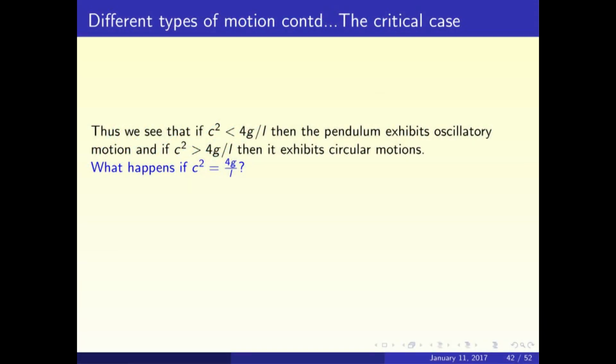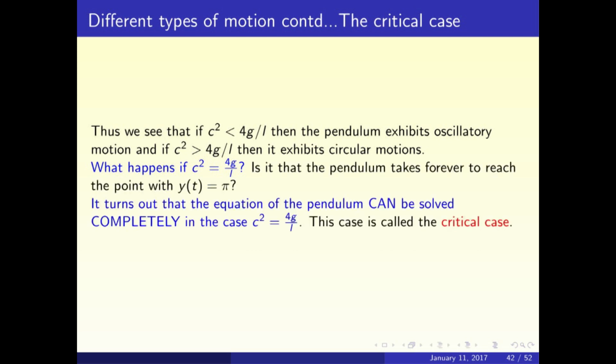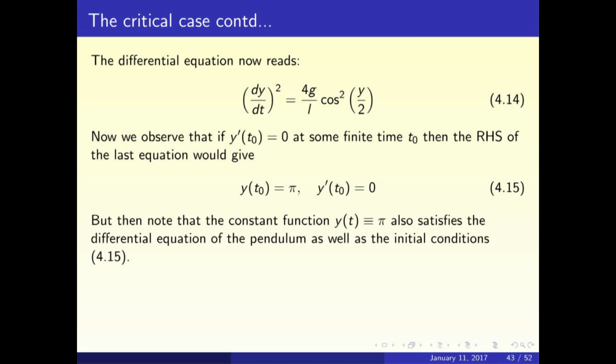So, what happens at the critical value c squared equals 4g by L? What happens if c squared equals 4g by L? Is it that the pendulum takes forever to reach the topmost point, the angle pi? We must investigate that and see whether that happens. It turns out that in this critical case, we are singularly lucky. We can actually complete the integration of the differential equation. So, let us see how to do that.